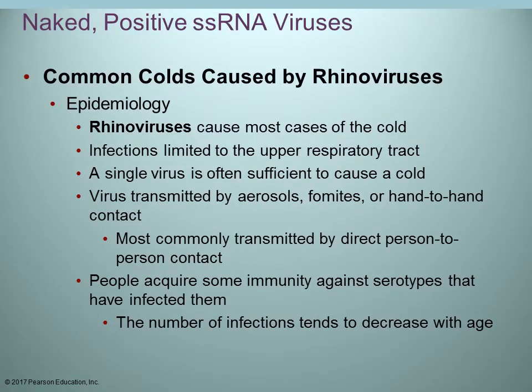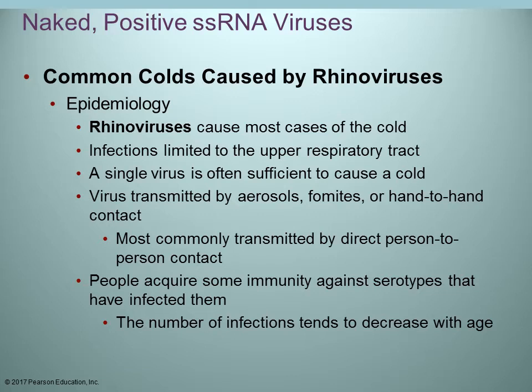The rhinoviruses, that is the causative agent of most of your colds. Usually the infection is dealing with just the upper respiratory tract. A single virus particle is enough to cause the symptoms. It's enough to cause the cold itself. How is it going to be transmitted? It's transmitted by fomites, those inanimate objects. Once again, it can be transmitted in aerosol. It can be transmitted in hand-to-hand contact. Usually, if you go back and you find a patient who is sick and you start looking at the history, how might they have contracted it, it's usually direct person-to-person contact.